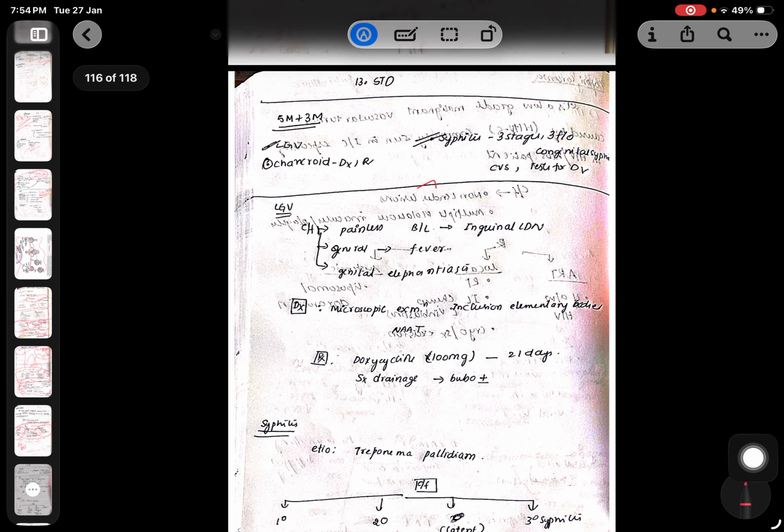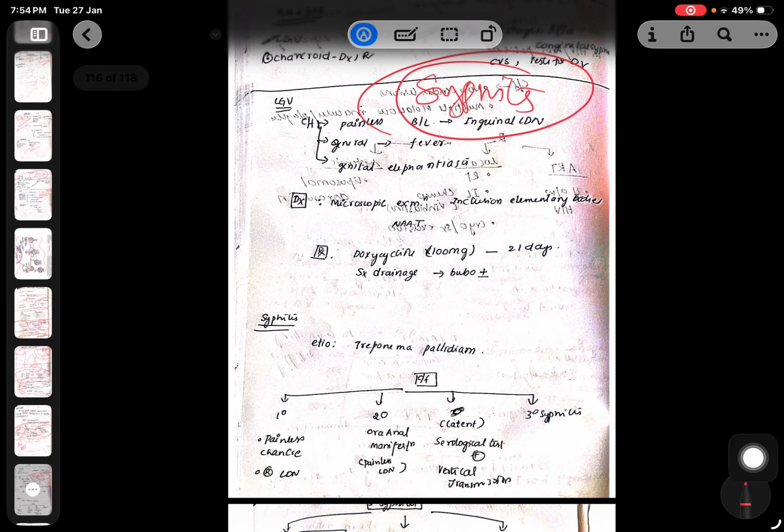And again, STD, syphilis is the favorite question, man. After that, you can start with chancroid or LGV, which I'm sure you can just write down on the day of the exam, because there's nothing new there, as you are studying it from first year, second year. Okay.